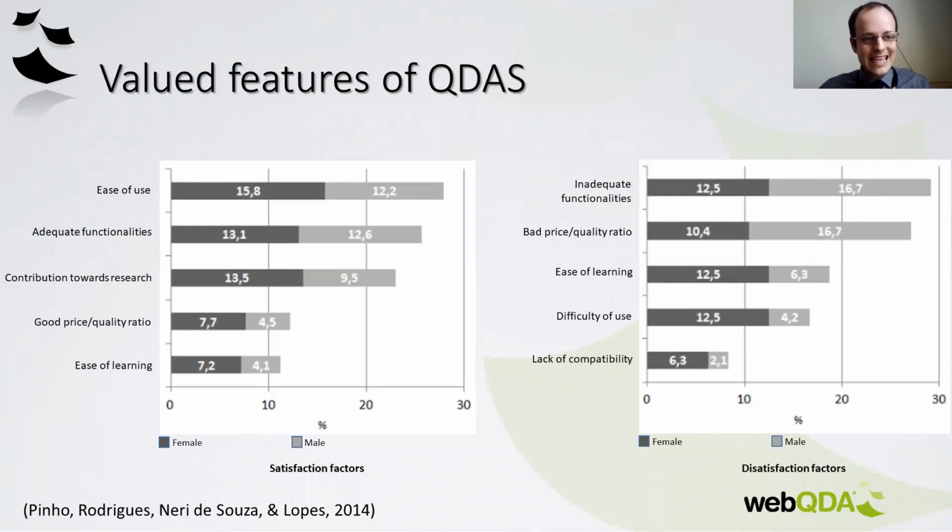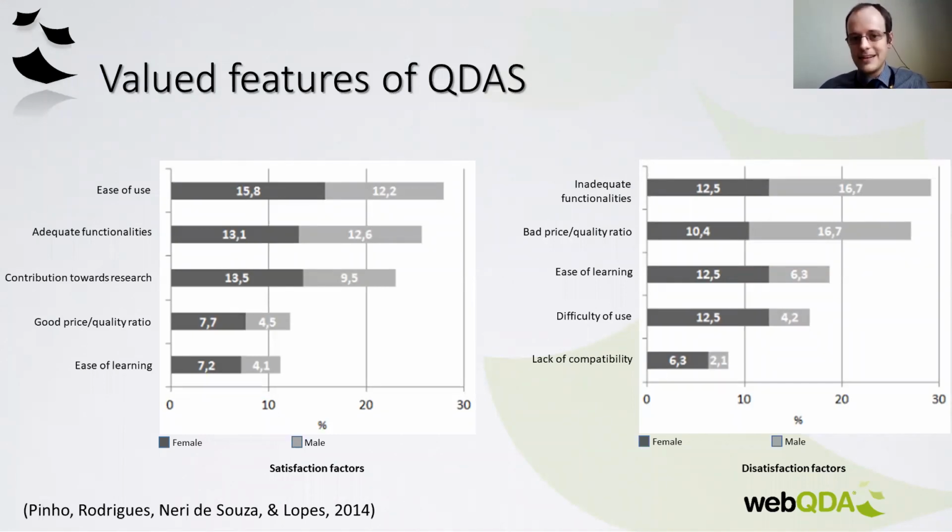Top of the list is ease of use. It's got to be easy to use, and it needs adequate functionalities. Then, of course, it should contribute towards the research that we want to do, right? And we need a good price to quality ratio, can't be too expensive, and we need ease of learning. So ease of use and ease of learning kind of go together on this one, right? We need a not so steep learning curve. We need to be able to just pick it up and use it. And webQDA has been built with that in mind, to be very intuitive.